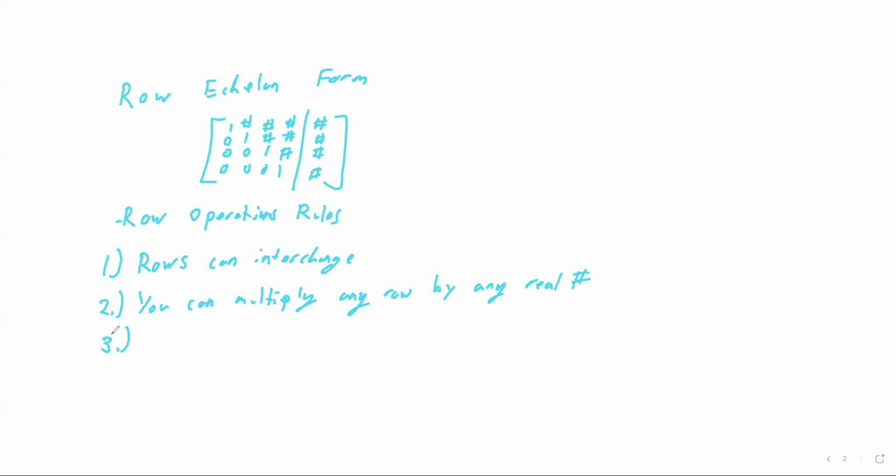And the last rule is you can add any rows together to make a new row. What I mean by that is maybe I want to add row 2 to row 3 to make a new row 3 that would start producing the zeros or the ones or whatever the concept I'm trying to do in that situation.